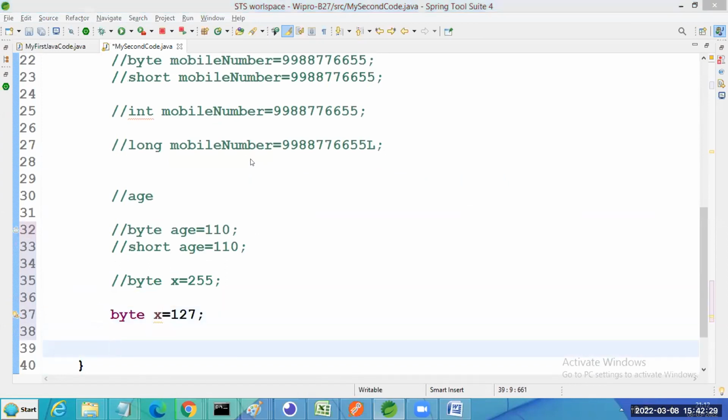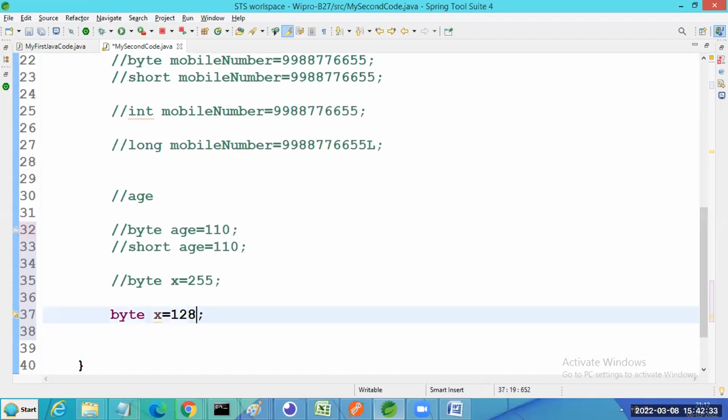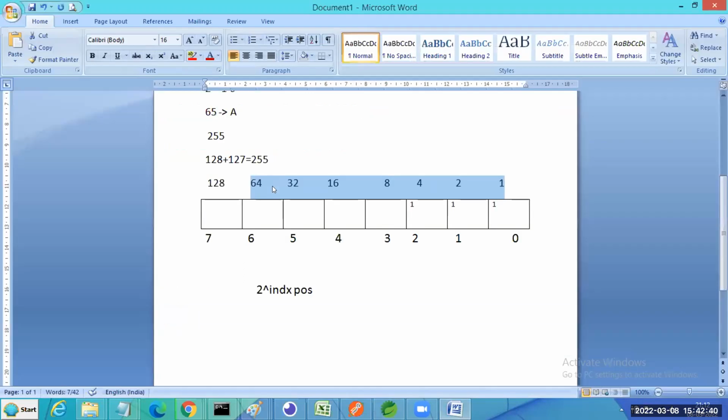127 can be stored, which means all of this. Let's say 128. Can 128 be stored here? No, sir, 128 cannot be stored. That means the maximum number which can be stored in a byte is 127, which means only 7 blocks are used. Maximum is 1, minimum is 0, right? That's what we can store in memory.